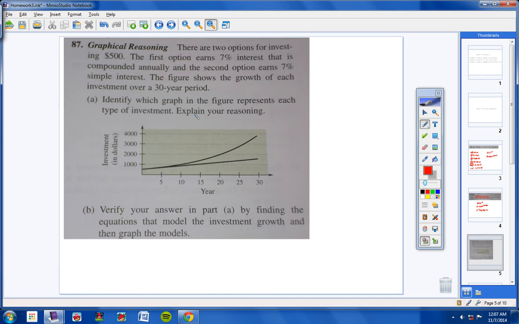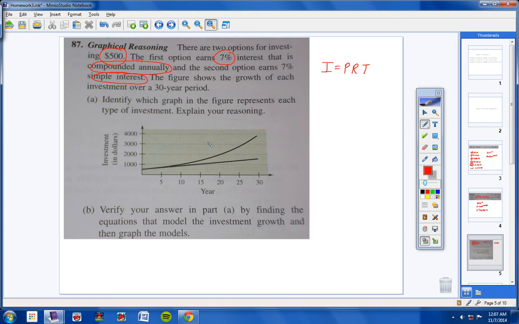Now, this one here, we're not going to do everything they ask us to do. This is a really simple problem, and it reads as follows. There are two options for investing $500. The first option is 7% compounded every year, annually. The second option is simple interest, and you should remember the simple interest formula from middle school. I equals PRT.